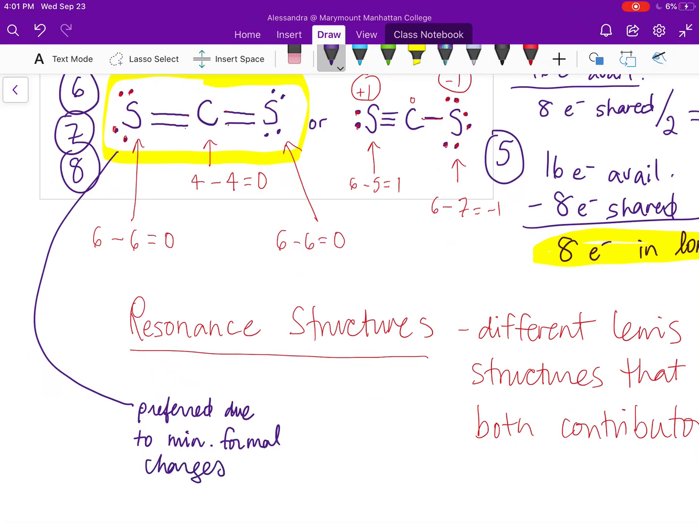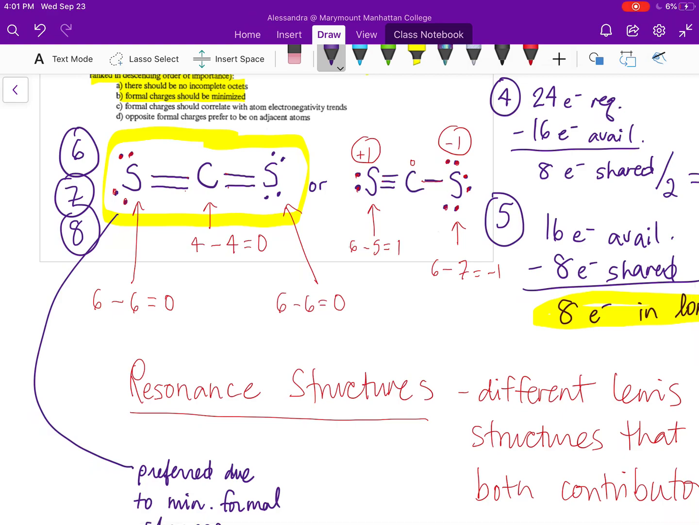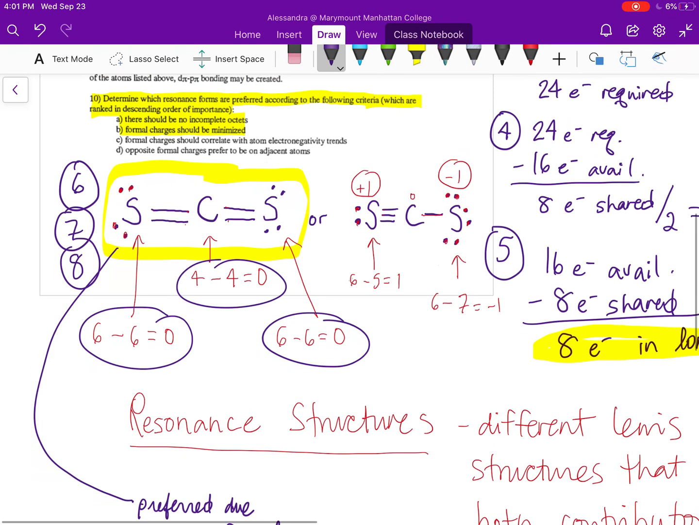And as we saw, the formal charges on all of the atoms was 0. We did those calculations, 0, 0, and 0. So we don't even have to go any further for this example.